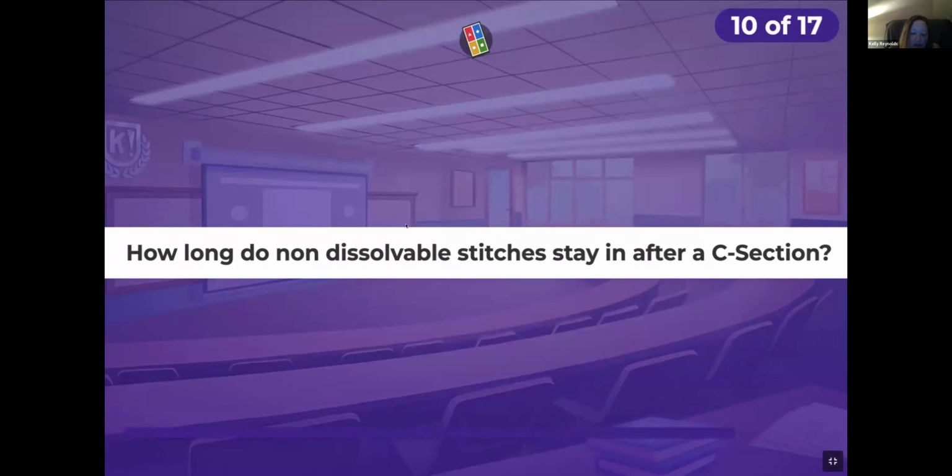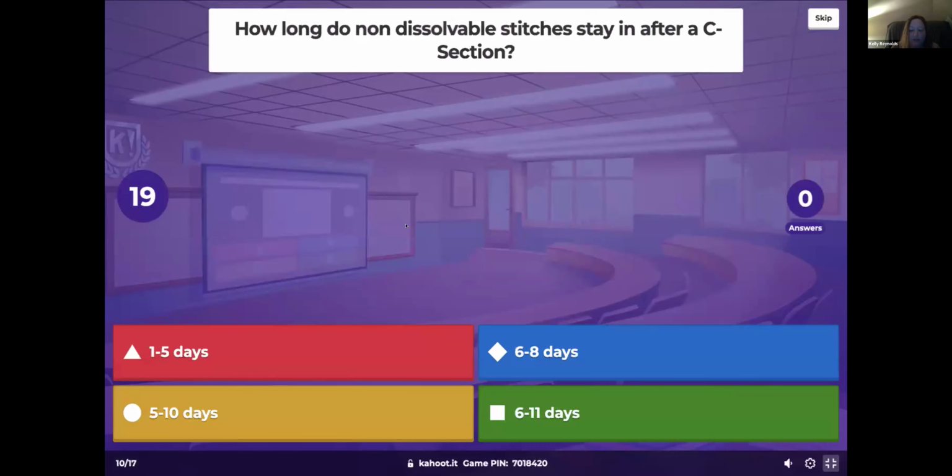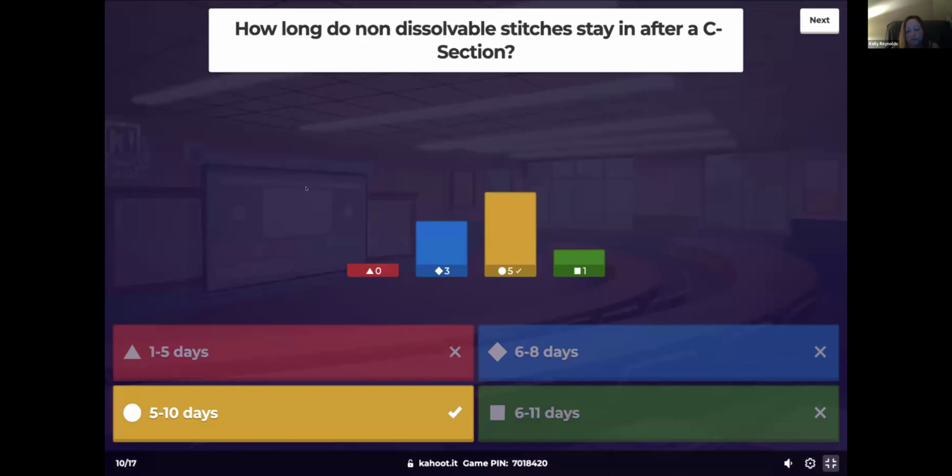How long do non-dissolvable stitches stay in after a C-section? 1 to 5 days, 6 to 8 days, 5 to 10 days, 6 to 11 days. Five to 10 days. So what'll happen is they'll have stitches and then they'll go back to the OB. The OB will take them out. Okay? All right, keep going.